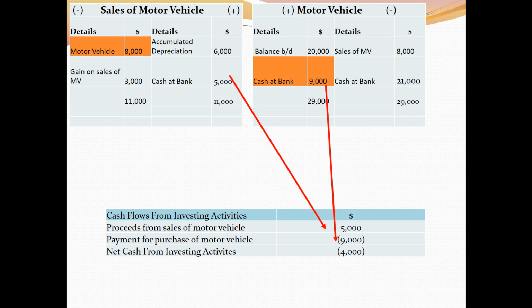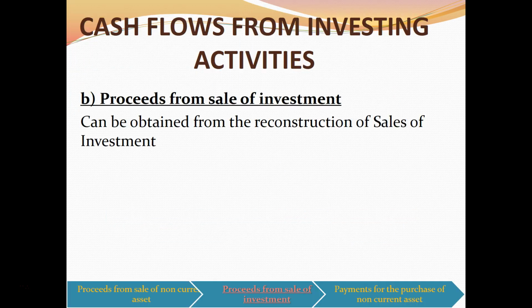So how do we record this in the cash flows from investing activities? The cash at bank given will be proceeds from sales of motor vehicle. This amount that we get from motor vehicle increase because we buy. We write payment for purchase of motor vehicle. So in total, we only have net cash from investing activities of minus 4,000. Okay, what happens if it's investment?